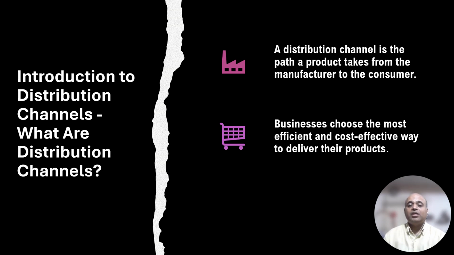Key points. A distribution channel is the path a product takes from the manufacturer to the consumer. Businesses choose the most efficient and cost-effective way to deliver their products to maximize their profits. For example, when you buy a Coca-Cola from a supermarket, it doesn't come straight from the factory. It goes through various stages like wholesalers and retailers before reaching you.